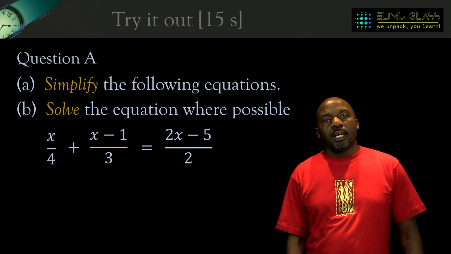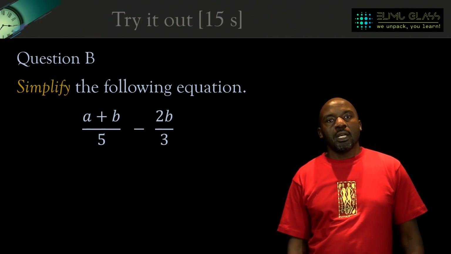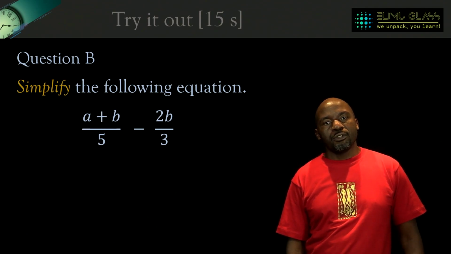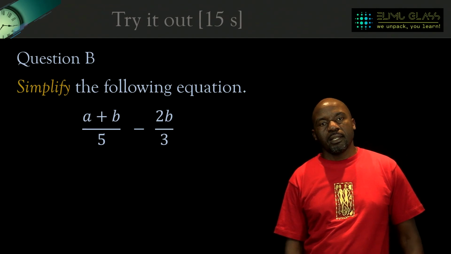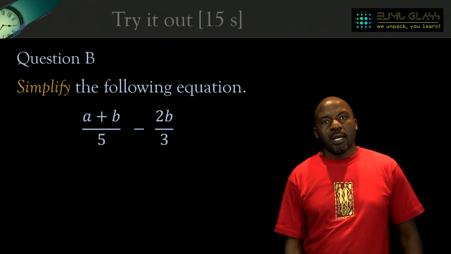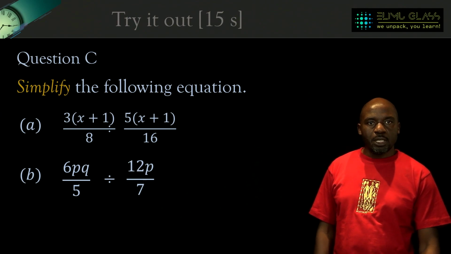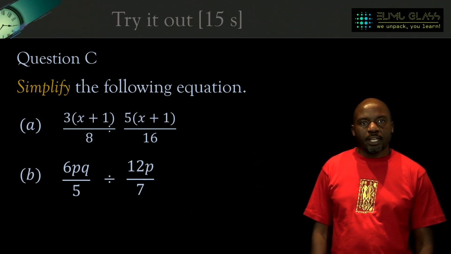All right. The next question, which is B. Again, simplify the following equation. Here all you have to do is to simplify. Okay, I believe I have another one. C says simplify the following equations. Equation A is given there, and there is an equation B. Please try and simplify that.